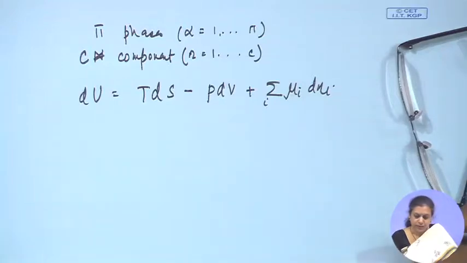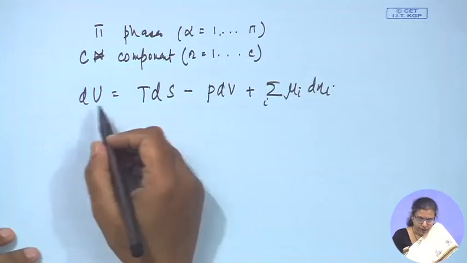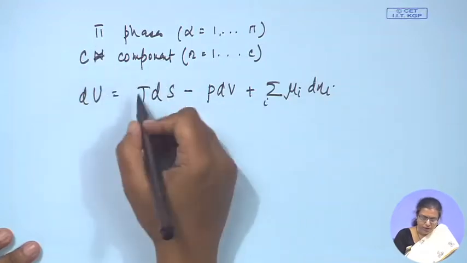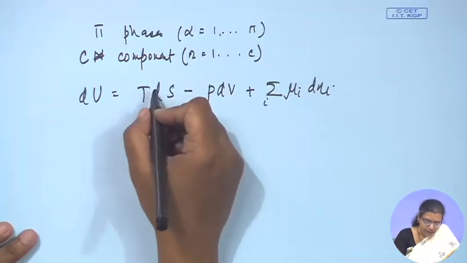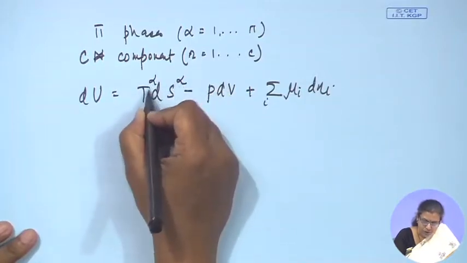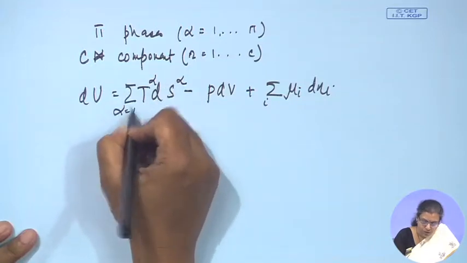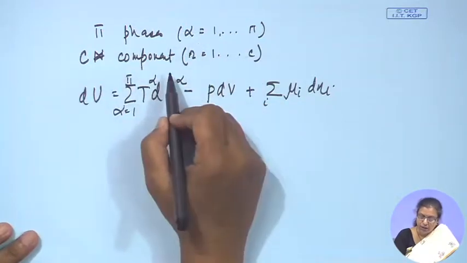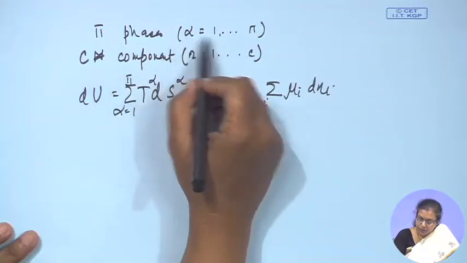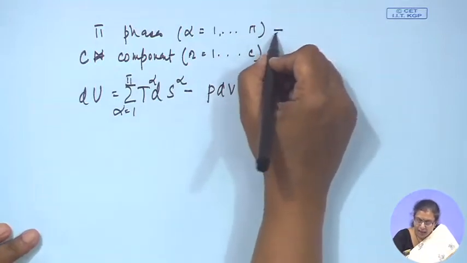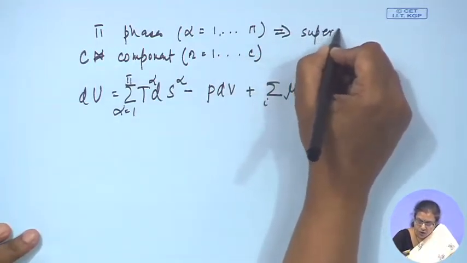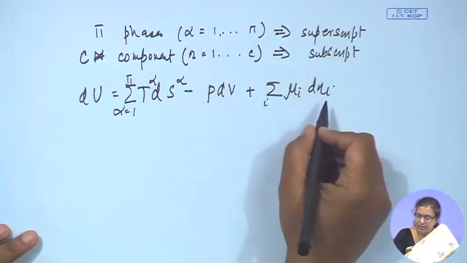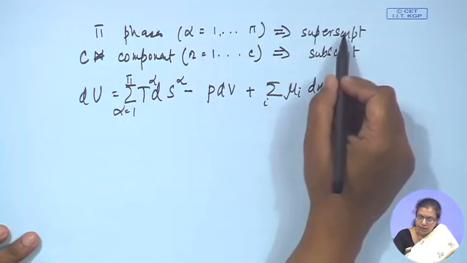While considering this function, the generalized expression was written for just one phase. Now if we have pi number of phases, then this generalized expression should be written in this form: T alpha dS alpha, where alpha equals 1 to pi. Here I would again like to mention that I have taken pi number of phases and c number of components. The phases are numbered with alpha and the components are numbered with n. I denote the phase by means of a superscript and the component by means of a subscript. Since the derivation is slightly involved, it is very important for us to remember the conventions that we are using.